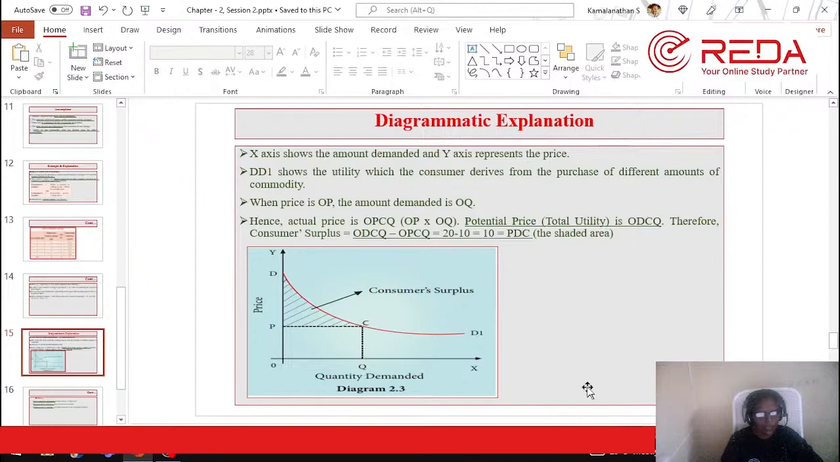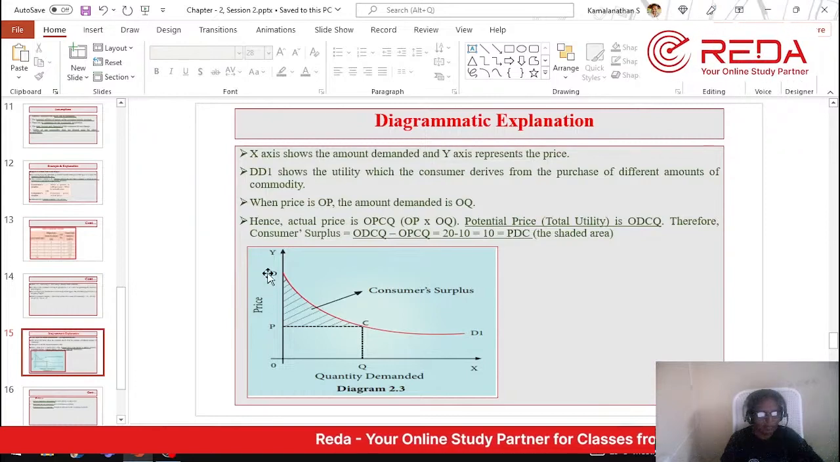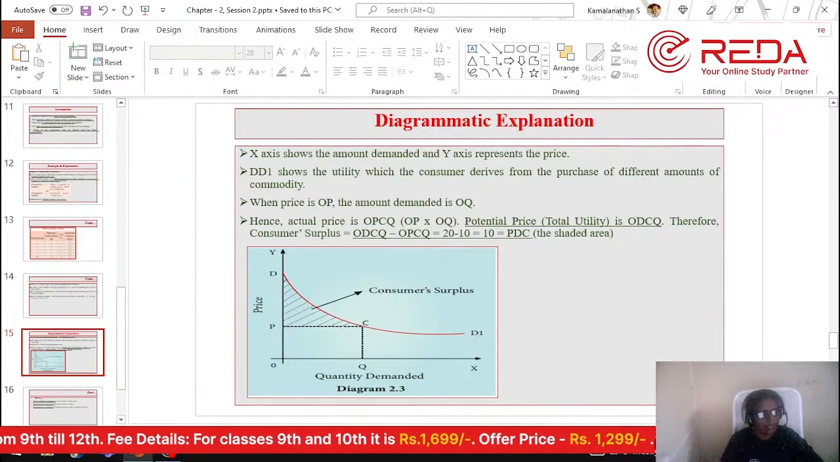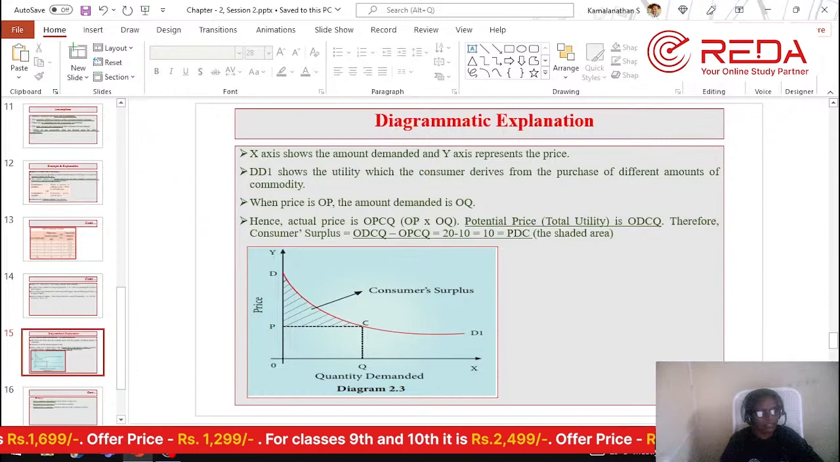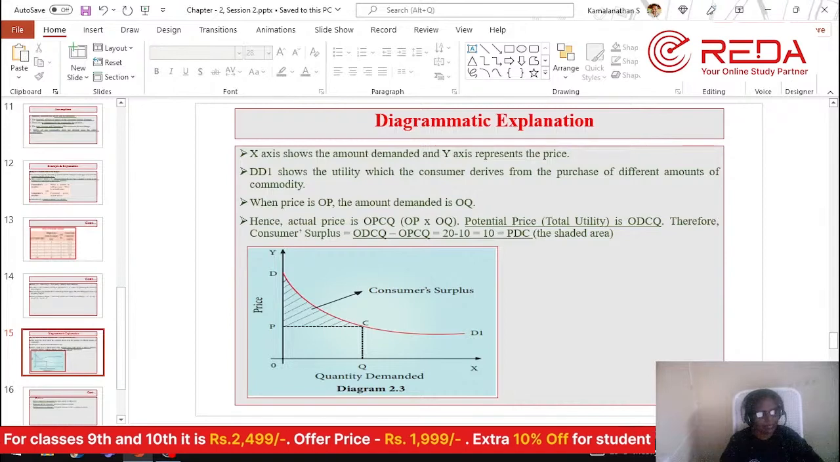So the difference between the potential price and actual price, what do we call it? The shaded area PDC is the area where the surplus happens for the consumer. That's why we call this shaded area consumer surplus. The concept is very simple, the schedule is simple, and the diagram is also simple. If a consumer surplus arises, the surplus amount of money can be utilized for some other purposes by the consumer.